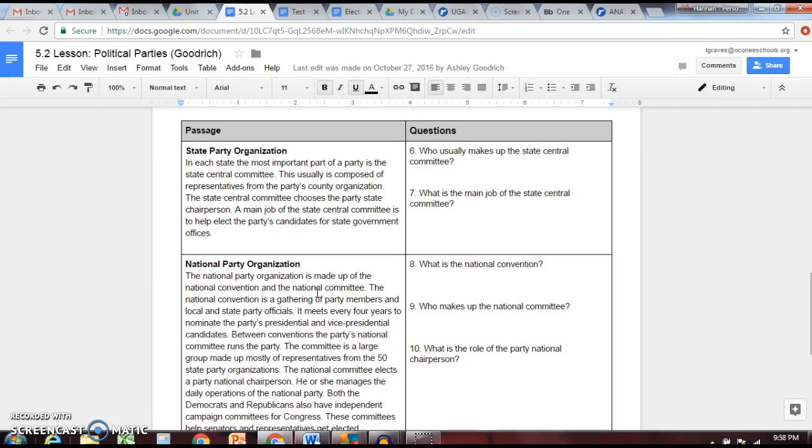So again, we have precincts, the smallest unit. Then you had the ward. Then you had the county committee. Then you have the state committee. And then the big overall committee, you have the national party. And it all goes in that order.